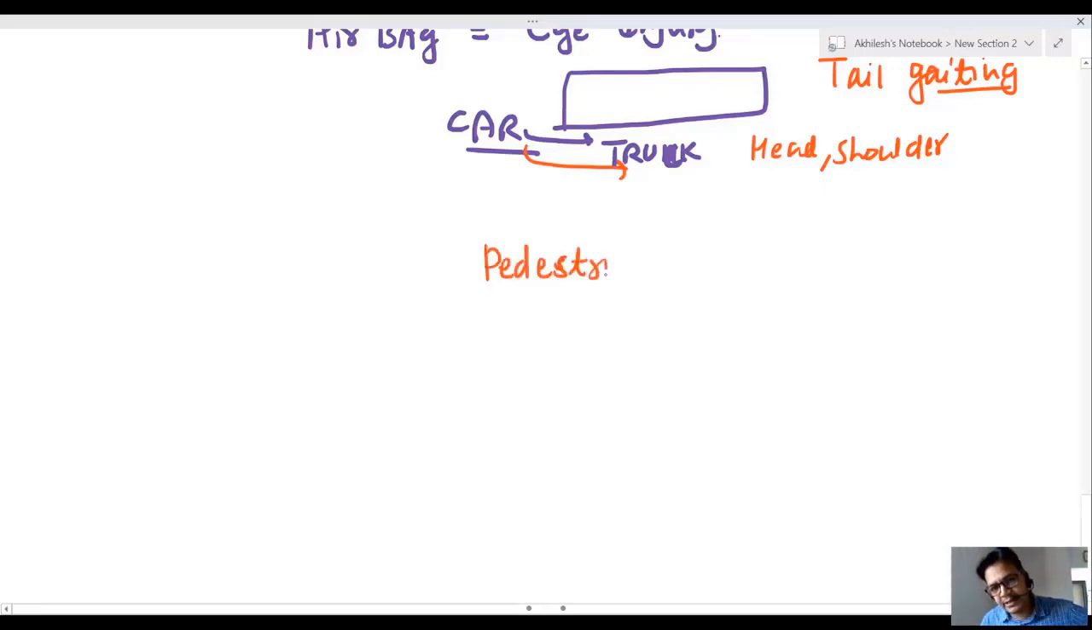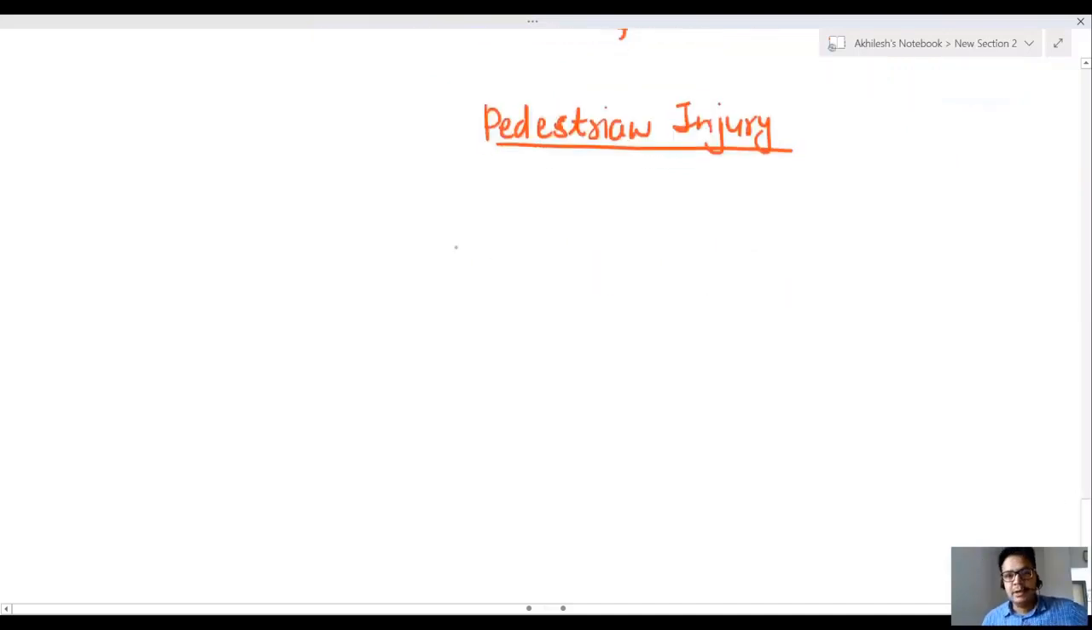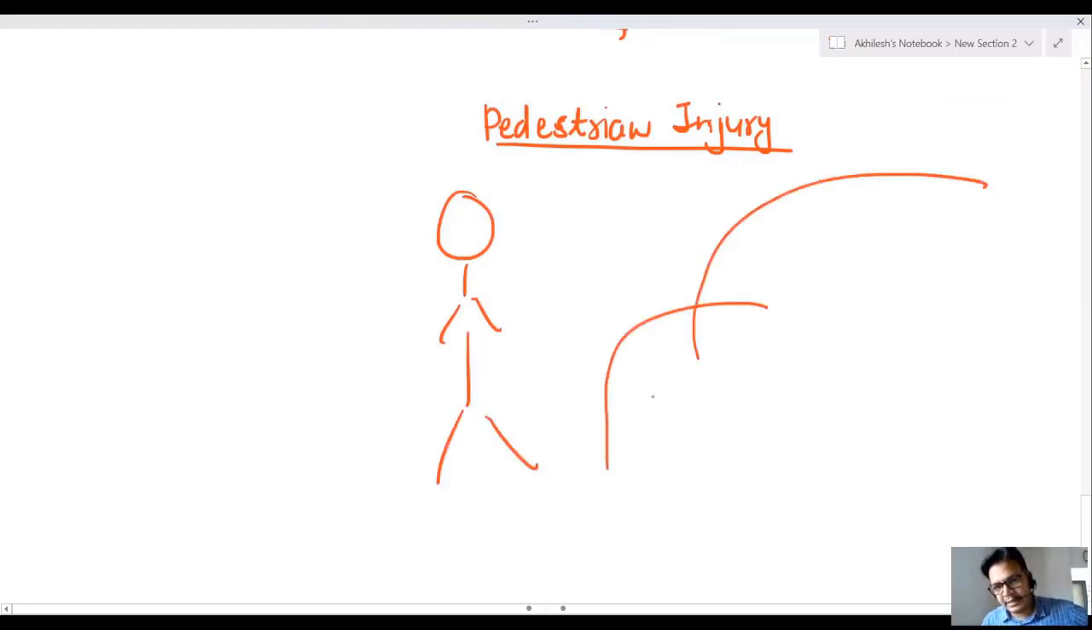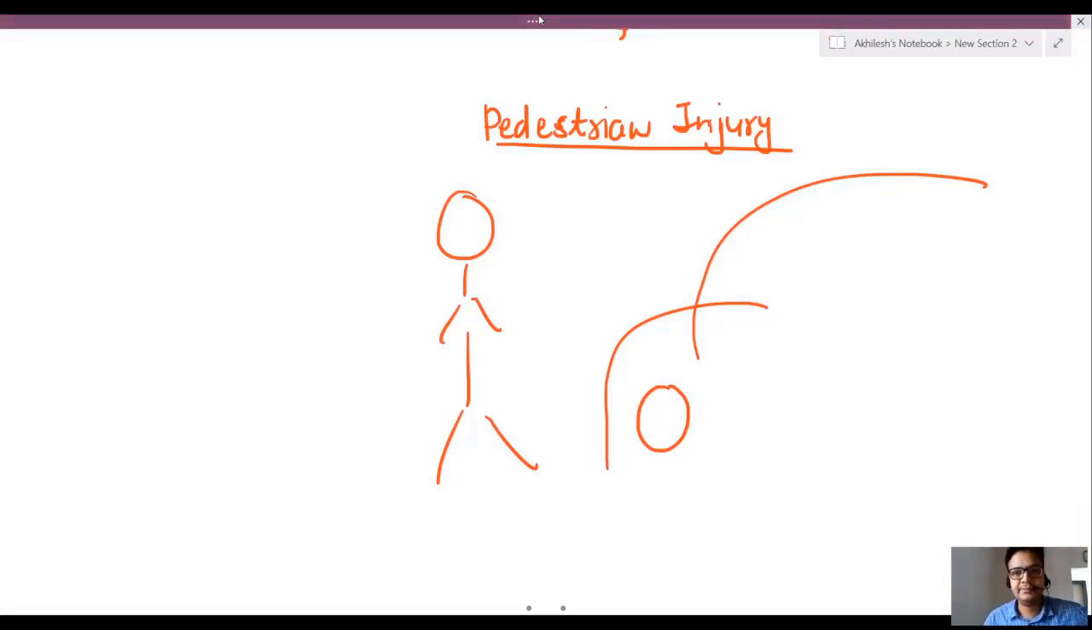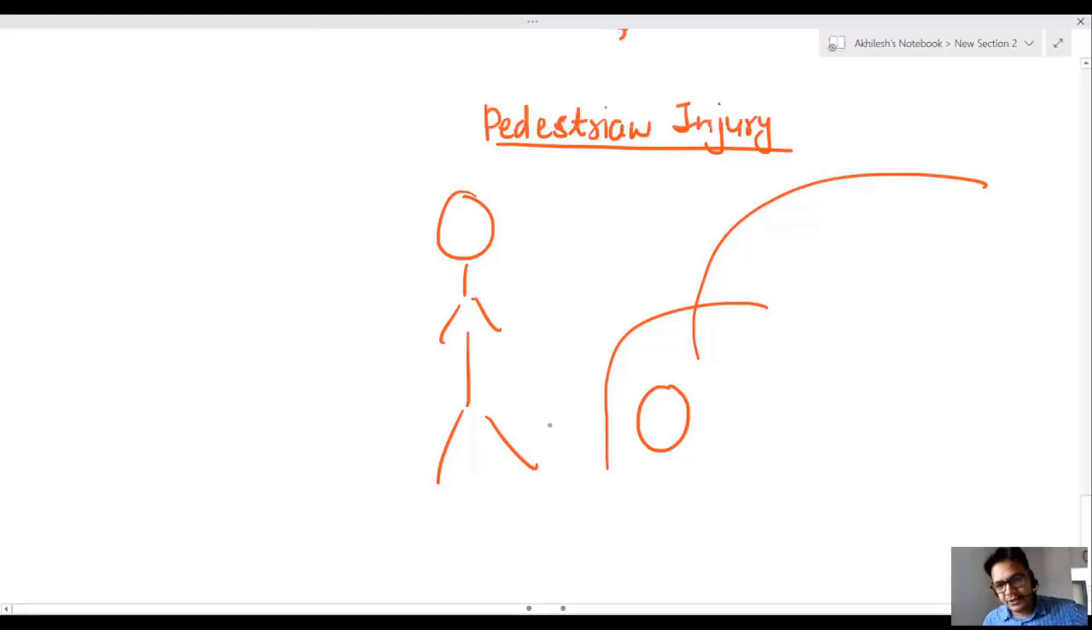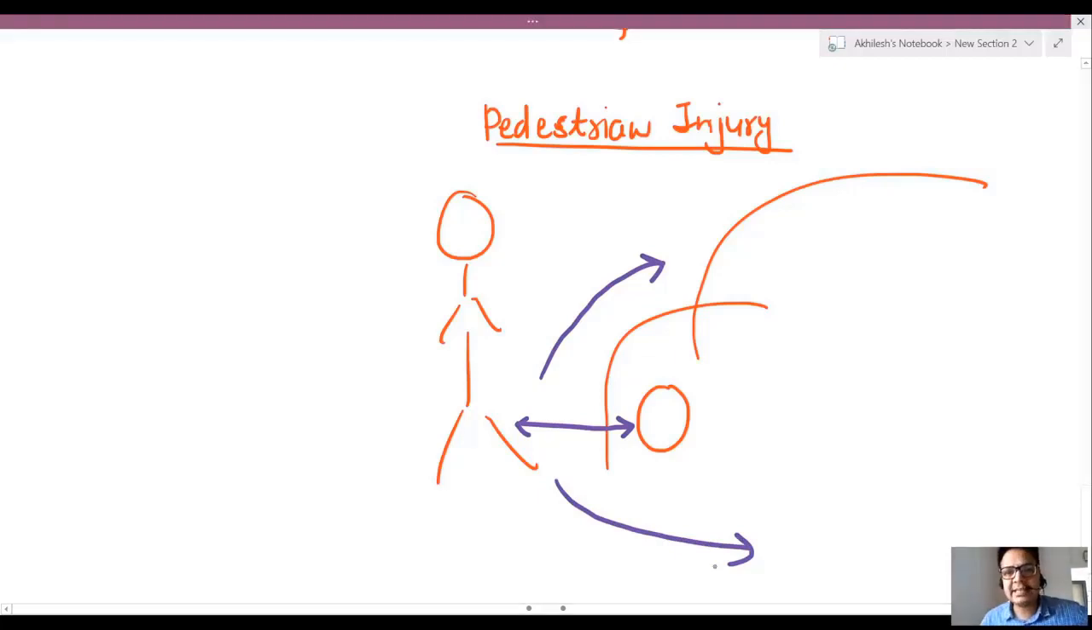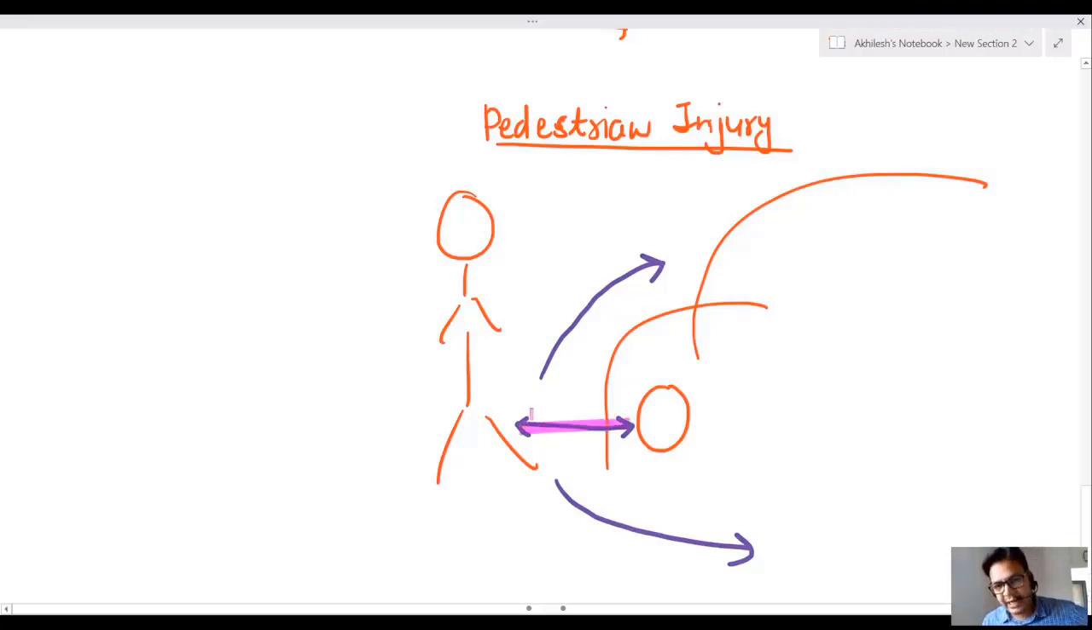Now, I am going to discuss pedestrian injury. Sir, you are a pedestrian. This is a vehicle. Now we can see what are the example of pedestrian injury. See, first impact, this is first impact of the vehicle, this is second impact of the vehicle. Now doctor, first I'll discuss first impact. Yes, vehicle striking pedestrian. Pedestrian ka matlab jo pedal chalta hai.